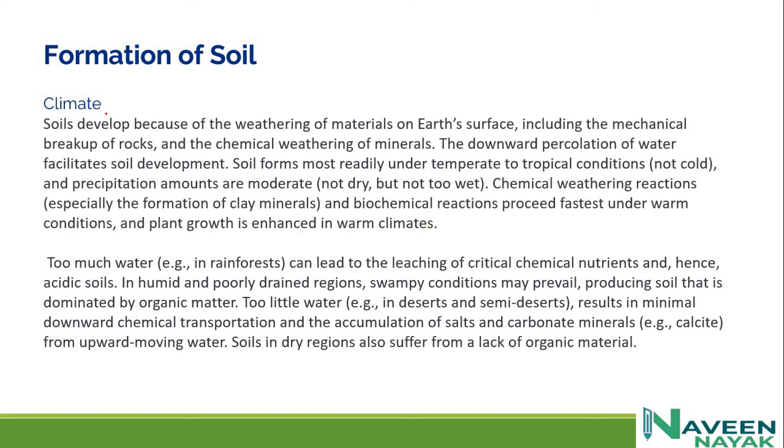Let's see what the climate processing is. Soil develops because of weathering of materials on Earth's surface, including the mechanical breakup of rocks and the chemical weathering of minerals. The downward percolation of water facilitates soil development. Soil forms most readily under temperate to tropical conditions, where precipitation amounts are moderate. Chemical weathering reactions and biochemical reactions proceed faster under warm conditions, and plant growth is enhanced in warm climates.